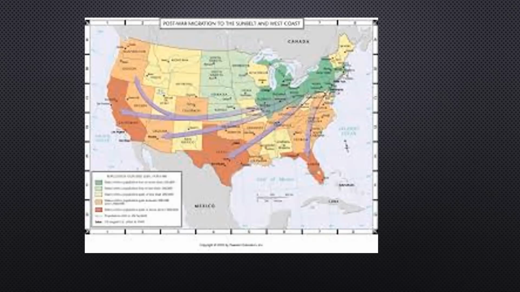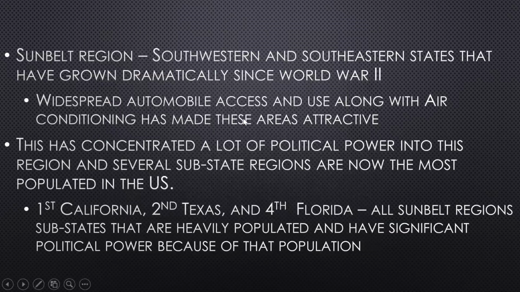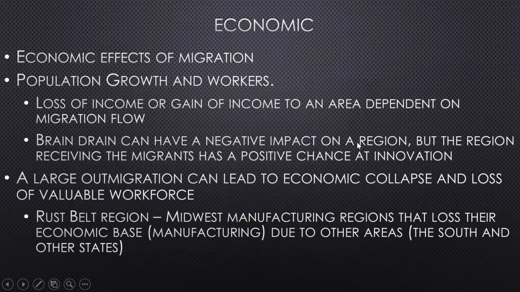Right, the population is large, a lot of famous companies in these areas. Okay, again, Sunbelt region, because a lot of people had automobile access and air conditioning, which made those places more attractive, and now the states that I just mentioned have a lot of political power. Cool.